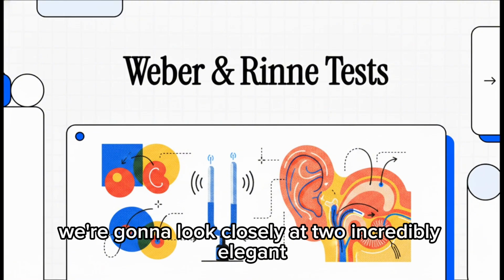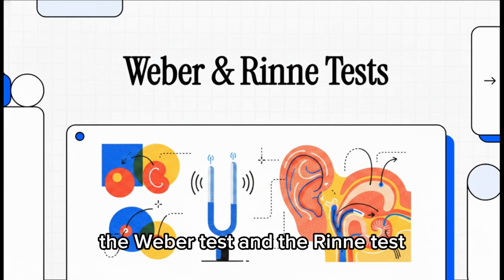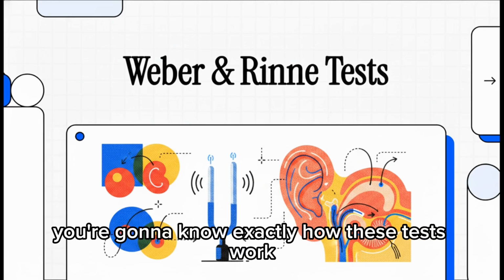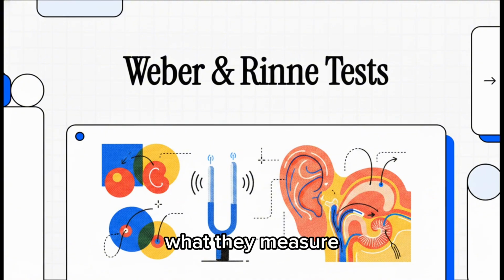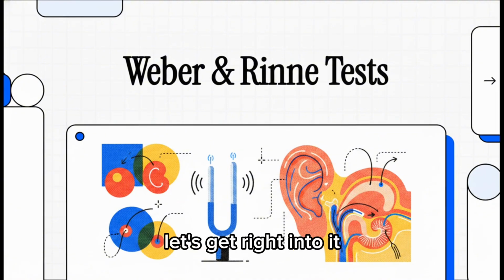We're going to look closely at two incredibly elegant classic clinical tools, the Weber test and the Rinne test. By the time we wrap up this explainer, you're going to know exactly how these tests work, what they measure, and how they help us pinpoint the exact nature of a patient's hearing loss. Let's get right into it.